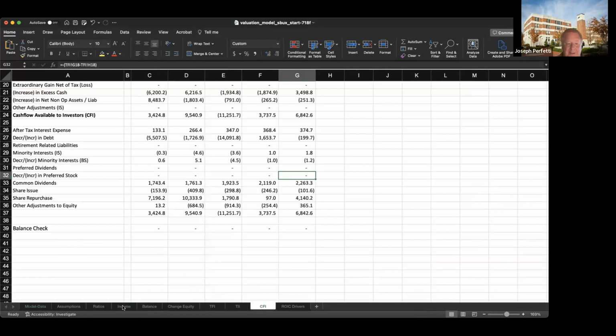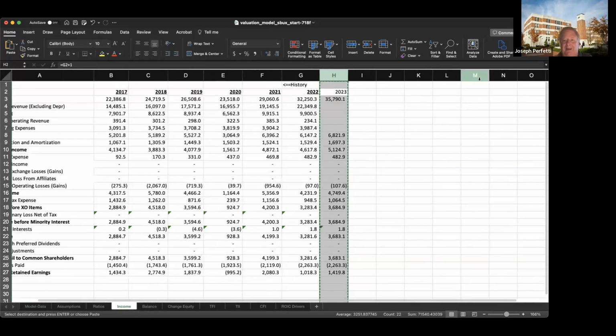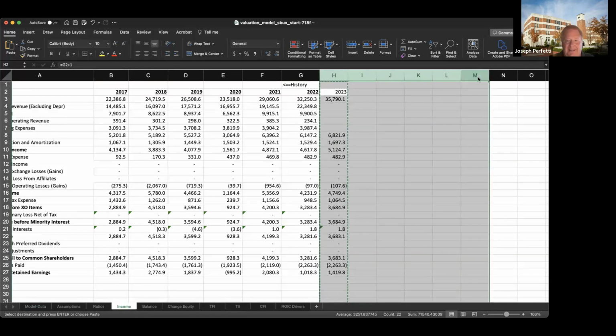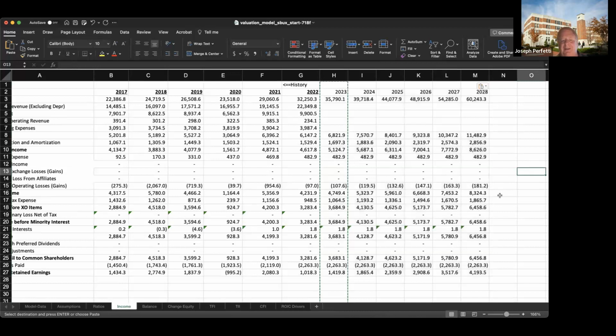All right. Did everybody get to this number, 1419.8? Take column H, copy it, go over to column M, select and paste it. And you now have forecasted income statements for Starbucks going through 2028.